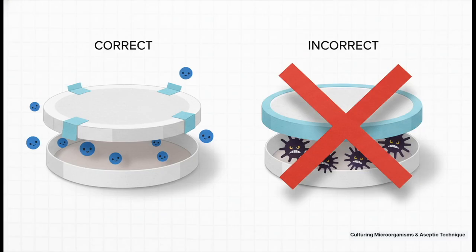Now pay attention, because this is a massive safety point and a favorite for examiners. You must not seal the petri dish all the way around with tape. Just use a few small pieces. Why? Because this lets oxygen get in, and that stops some really nasty anaerobic bacteria from growing. Those are the ones that can thrive without oxygen and are often much more dangerous.